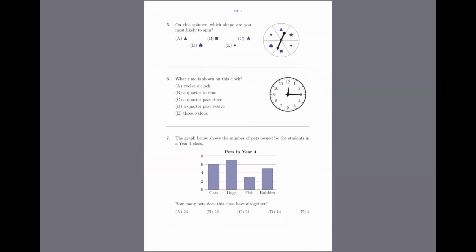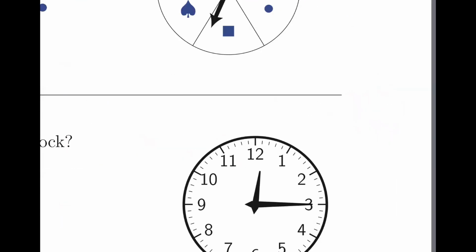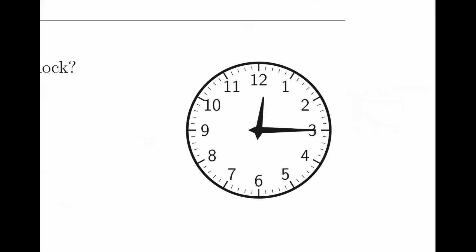What time is shown on this clock? So let's look at this clock. The short hand tells us the hour, and the hour is 12. Although it might be pointing over here, it's still part of the time between 12 and 1, which is 12. And then 3. It's pointing at the 3 over here.